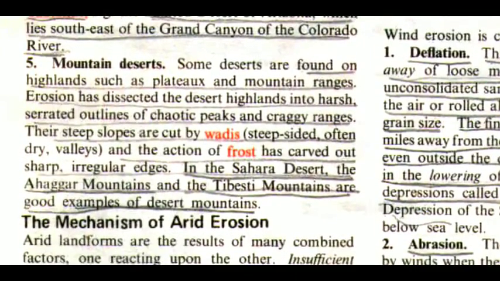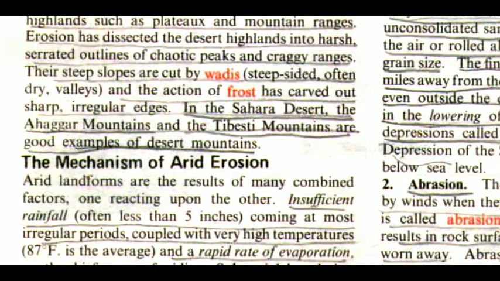The fifth one is mountain deserts. Some deserts are found on highlands such as plateaus and mountain ranges. Erosion has dissected the desert highlands into harsh, serrated outlines of saw-toothed peaks and craggy ranges. Their steep slopes are cut by wadis, steep-sided, often dry valleys, and the action of frost has carved out sharp, irregular edges. In the Sahara Desert, the Ahaggar Mountains and the Tibesti Mountains are good examples of desert mountains.